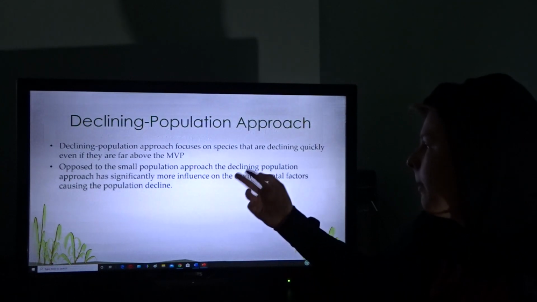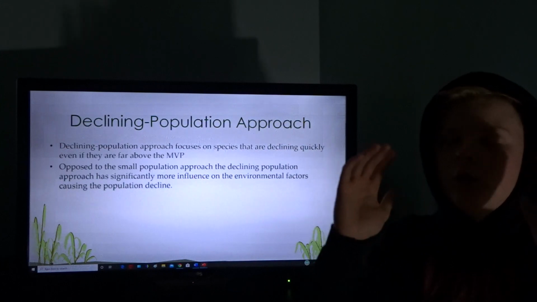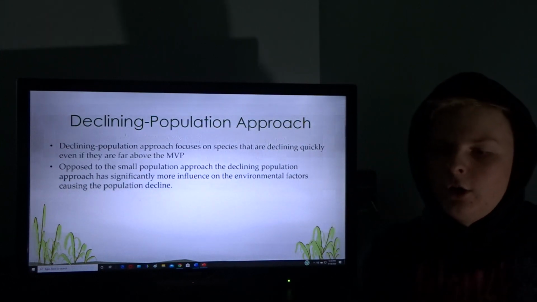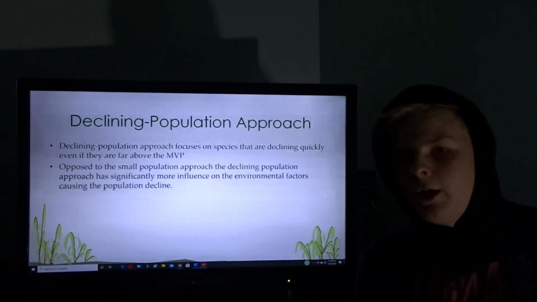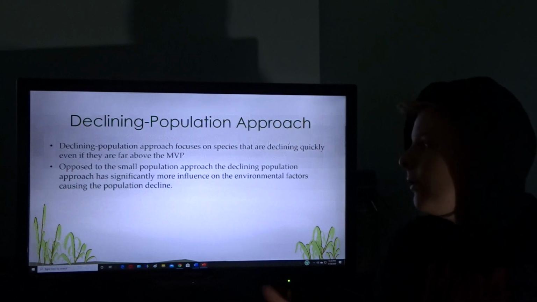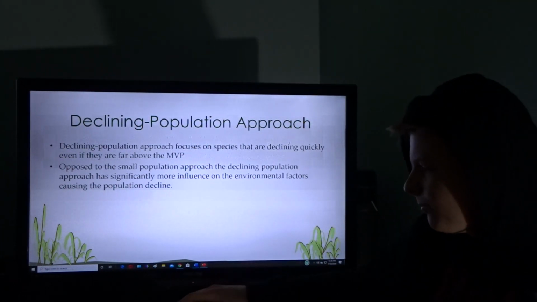And as opposed to the small population approach, they have significantly more influence on the environmental factors that are causing that. So if we look back towards our elephants example, while our small population approach conservation biologists might be looking towards the genetic diversity issue, what we'd see is our declining population approach conservation biologists would be focusing on the poaching issue.